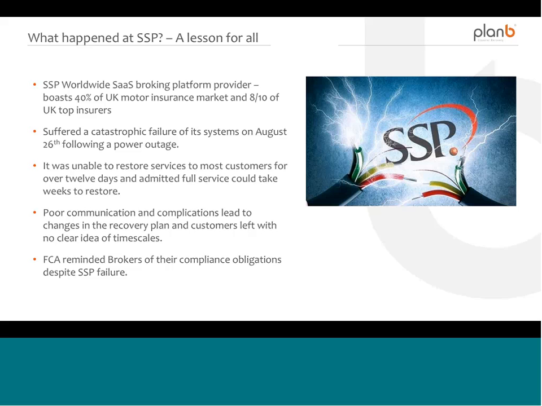Interestingly, halfway through the outage, the FCA sent a reminder out to brokers that they were still responsible for their compliance obligations, despite the fact that it was SSP's failure. So although these brokers had outsourced their platform to SSP, it was not SSP that would be in trouble, it would be the brokers that would be in trouble for compliance issues.